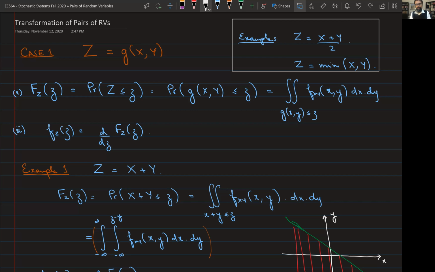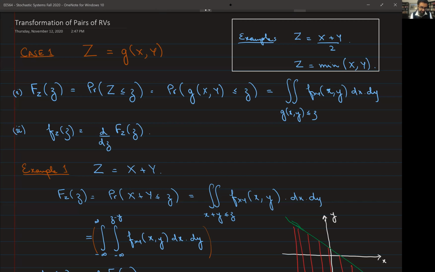Here's a quick review of what we were doing last time. We started our discussions on transformation of pairs of random variables, so functions which involve pairs of random variables. And like I said, there are going to be two cases. The first case is a simpler one, and this is the only case we're going to be doing, which is z equals g of x, y, right?